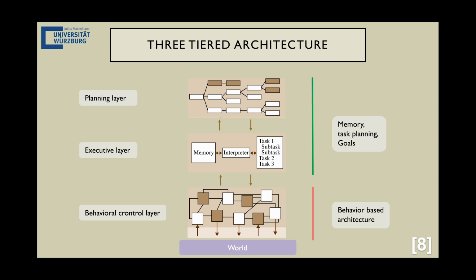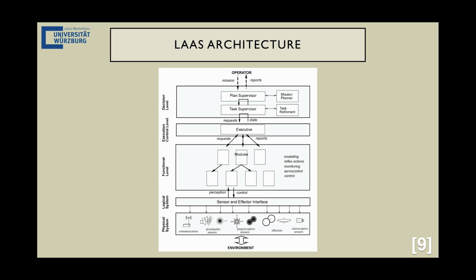The executive level is responsible for breaking down the tasks coming from above, from the planning level, into smaller routines and thus making them comprehensible for the behavioral control level. The planning level is responsible for the long-term goals. It carries out more time-consuming calculations and decides on strategies. An extension based on this general three-tiered architecture is the LAAS architecture for autonomous systems.